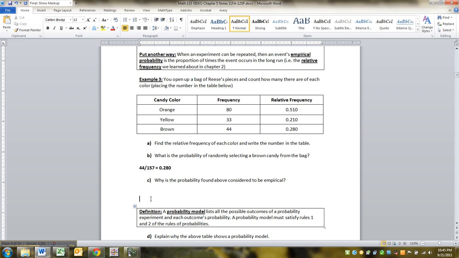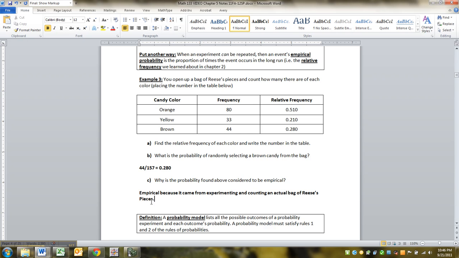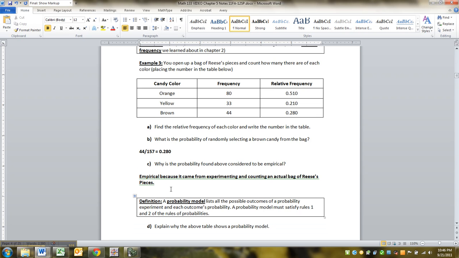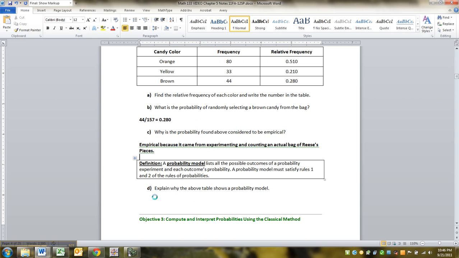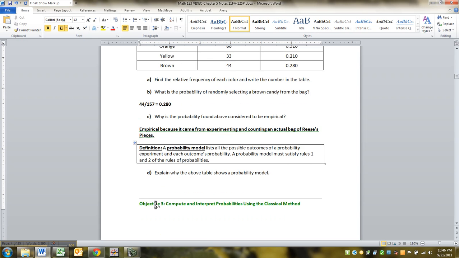It's empirical because you couldn't figure this out without opening a bag of Reese's Pieces first, right? Because it came from experimenting and counting an actual bag of Reese's Pieces. So when it comes from something you're actually experimenting with and counting, that's empirical. Now, of course, it doesn't have to be you doing the counting. It could be somebody else.